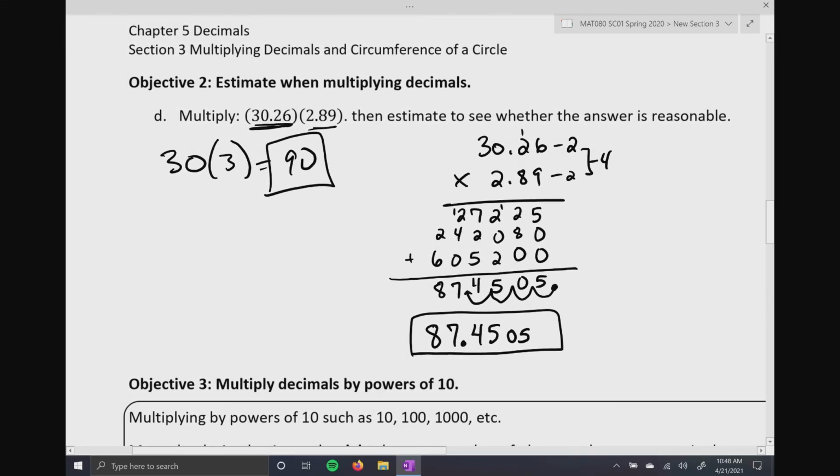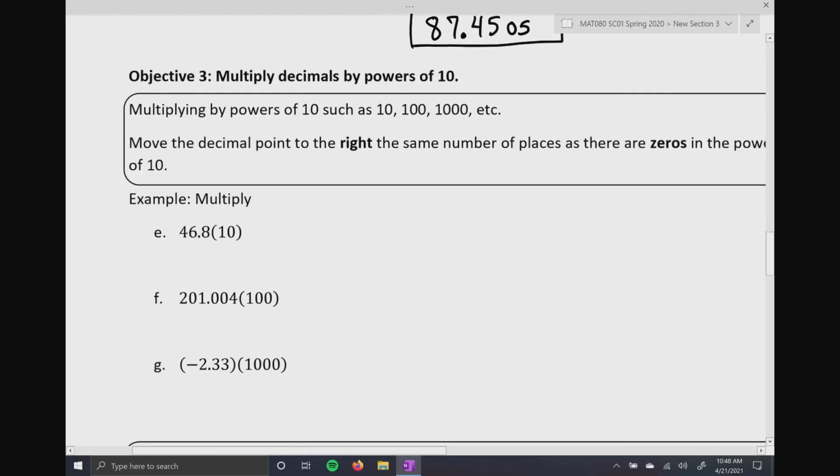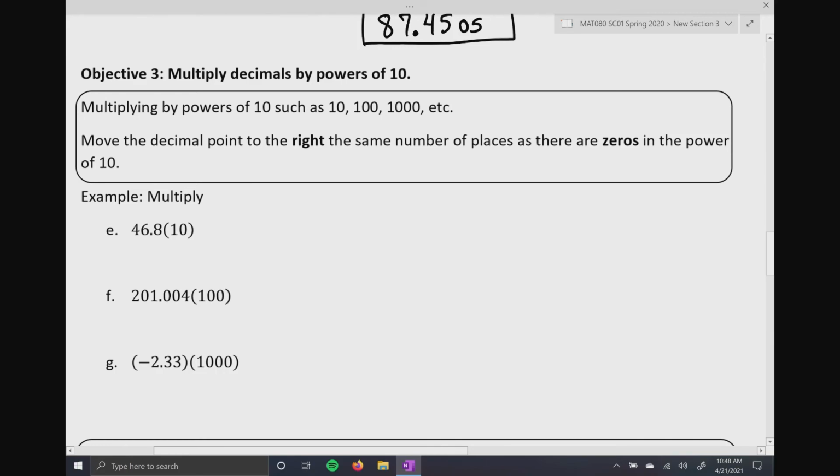Okay, here comes the easy part of the day. Not going to lie. Whenever you multiply decimals by powers of 10, meaning 10, 100, 1,000, 10,000, so forth, you don't have to write out everything. All you've got to do is follow this little step right here.